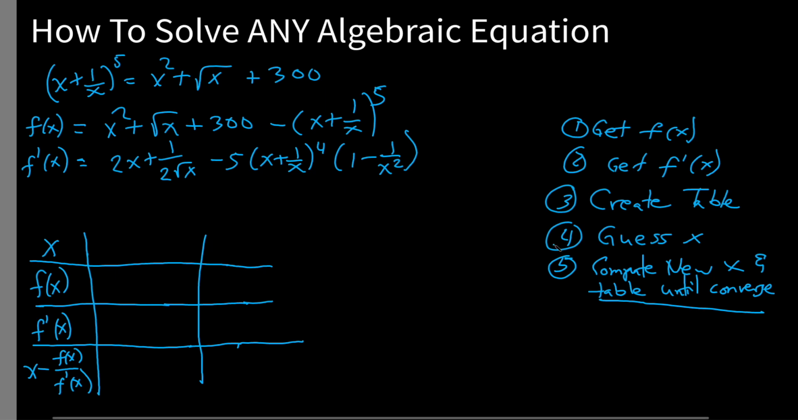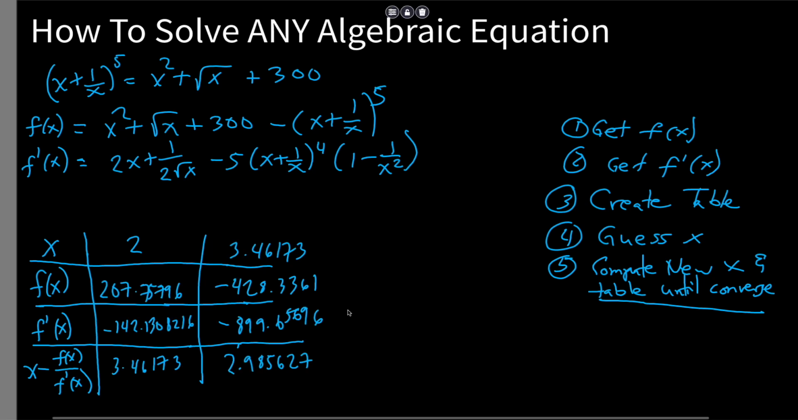Now, next step is create our table. We already have the table over here with the values filled in. And the fourth step is guess x. Okay, I'll just guess a value of 2. Now, I've already computed it, so I'll write the values here. So I've gone in and computed the first two values of x. So we'll have x equals 2, and then this is f of x, this is f prime of x using these equations, and this is our new x.